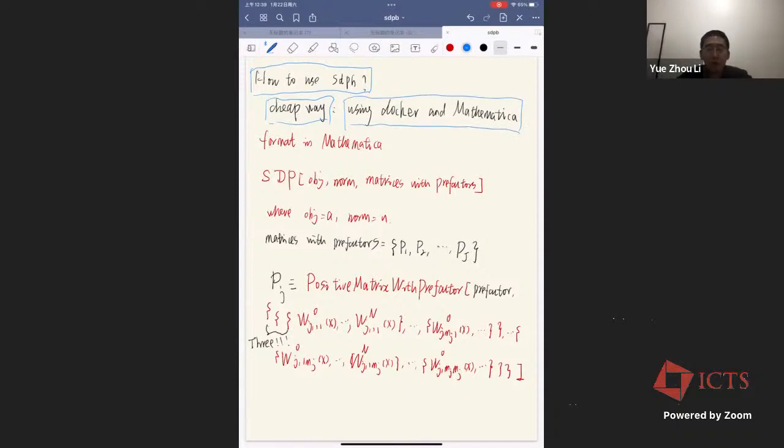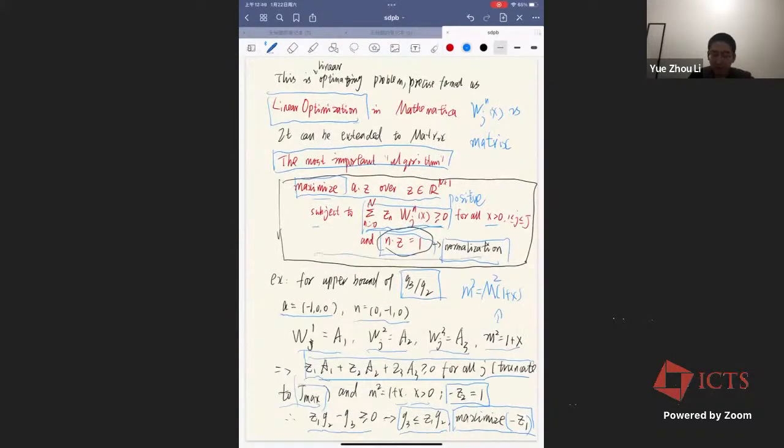So let's see. Let me try to introduce the format in Mathematica, and I'll show you how I use it. The format of SDPB in Mathematica boils down to this important function called SDP. It has three arguments. One is obj, one is norm, one is called positive matrices with prefactor. And what is obj? obj is actually just a in this algorithm. The norm is just n in this algorithm.